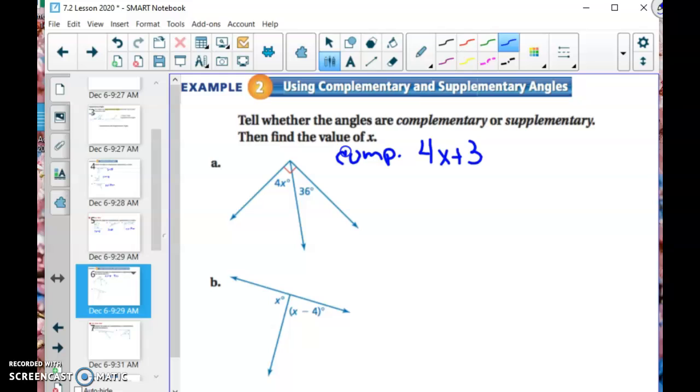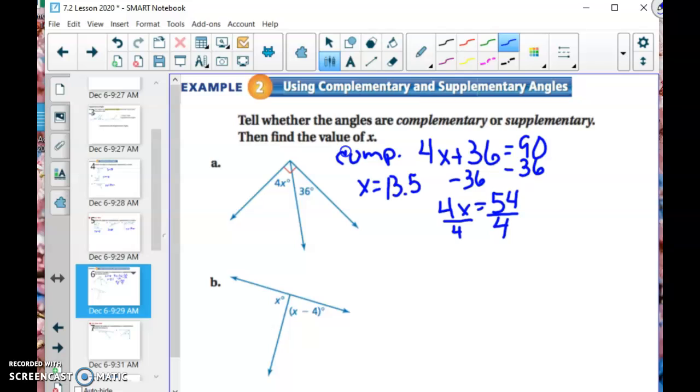So 4x plus 36 equals 90. I would subtract 36 on both sides. 90 minus 36 leaves me with 54. And then I would divide by 4 on both sides. So that means x would be equal to 13.5. And I can check that answer by substituting it in here for x, seeing what this angle would equal, and then adding it to 36 and seeing if they equal 90 degrees.